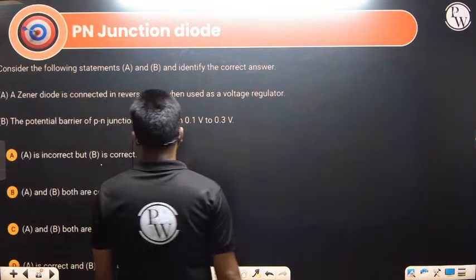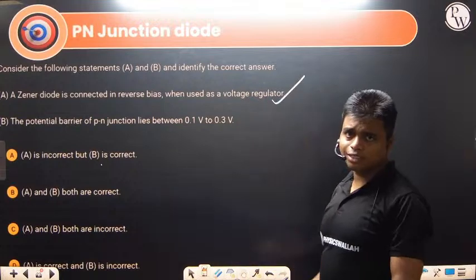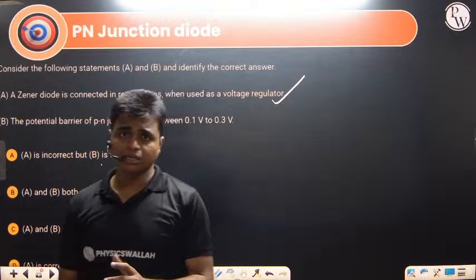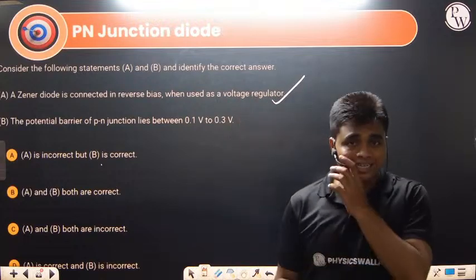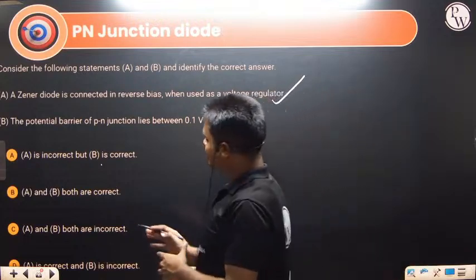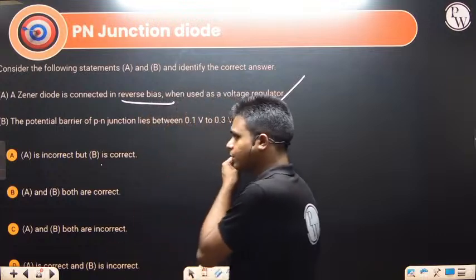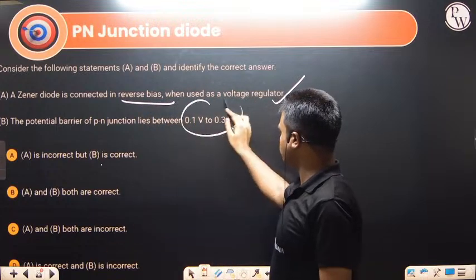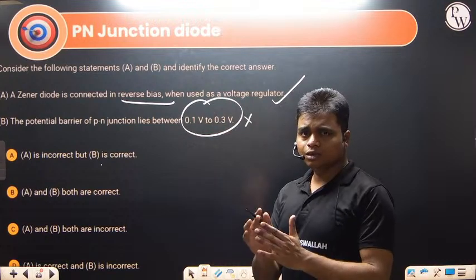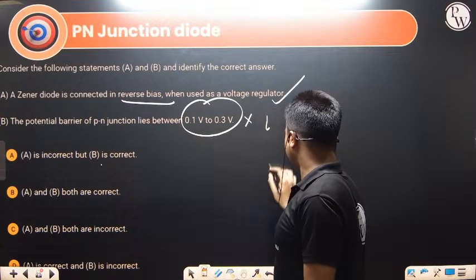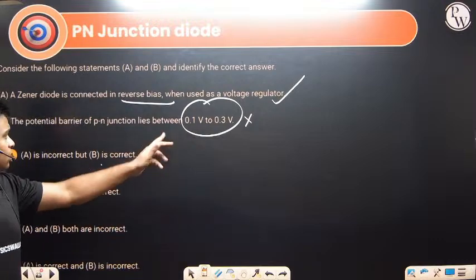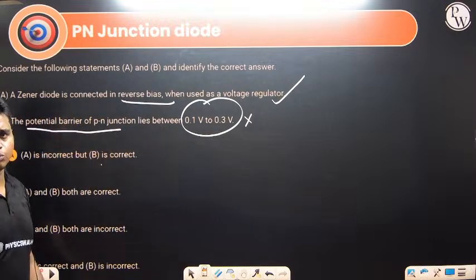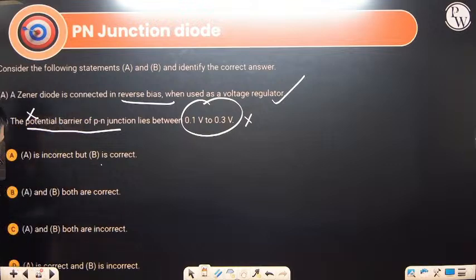The general diode is connected in reverse bias when used as voltage regulator. Yes, voltage regulator. General diode we use as voltage regulator, that across whatever the electrical appliance that has to be supplied at constant voltage, that is always connected in parallel with the general diode, and it is operated in reverse bias. The potential barrier of the PN junction that lies between 0.1 to... this statement is wrong, because the germanium is having the potential barrier of 0.3 and not less than 0.3. We don't have any semiconductor whose PN junction potential barrier is less than 0.3. So this statement is wrong. Statement 1 is correct and B is wrong. Answer is option D.